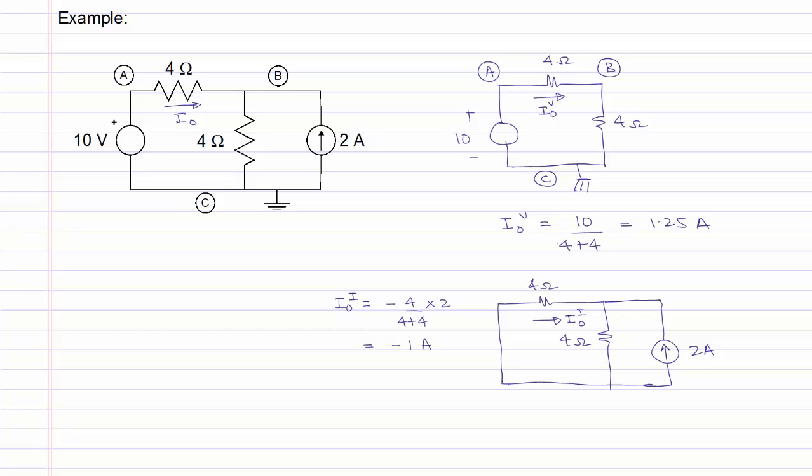Adding both of these results will give us that I0 is equal to I0 V plus I0 I, which is equal to 1.25 minus 1, equal to 0.25 amperes. We will leave it as an exercise for you to solve the original circuit directly without using superposition and check that the result for I0 is correct.